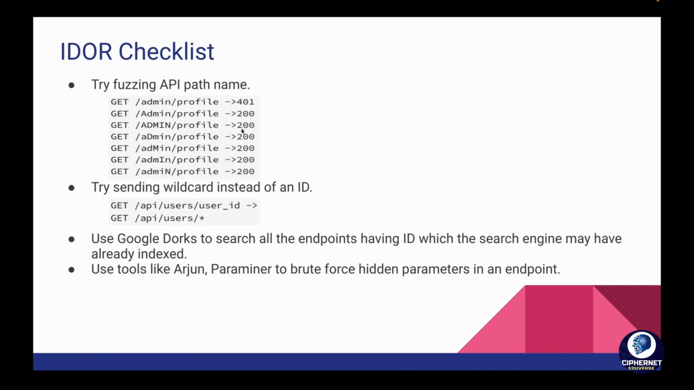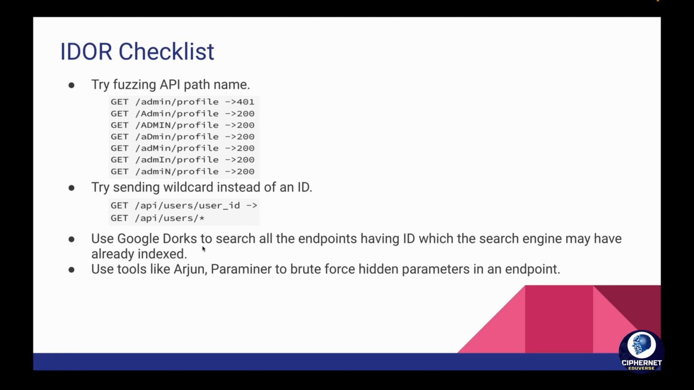And the next step would be to try fuzzing the API path name. Like this is the actual path name over here. You are getting 401 unauthorized. So instead of all small letters, try to insert a capital A and send a request. You might get 200 OK, or try all capital letters, by fuzzing all the path names of the API endpoint over here. And try sending a wildcard instead of an ID. So instead of a user ID over here, try to insert a star mark, which is a wildcard, which might give you a result of all the users in that particular organization.